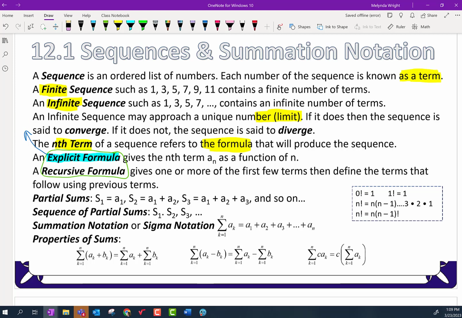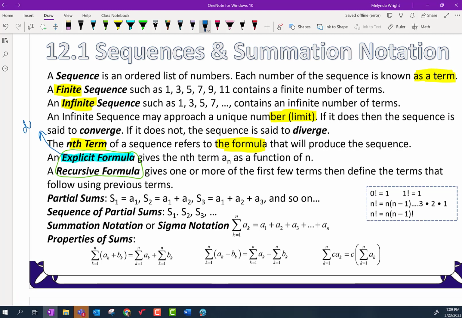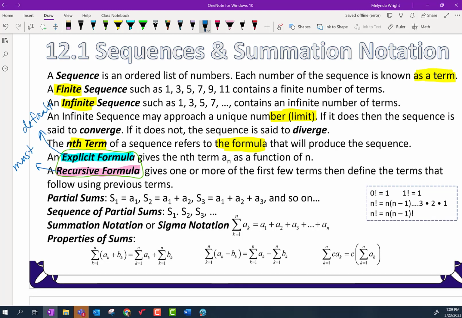So if it doesn't say what kind of formula, then we know it means explicit formula. Recursive is a specialized formula, and it must be asked for by name. It has to say, write a recursive formula. Okay, it has to be asked for. So let's look at the difference between the two.